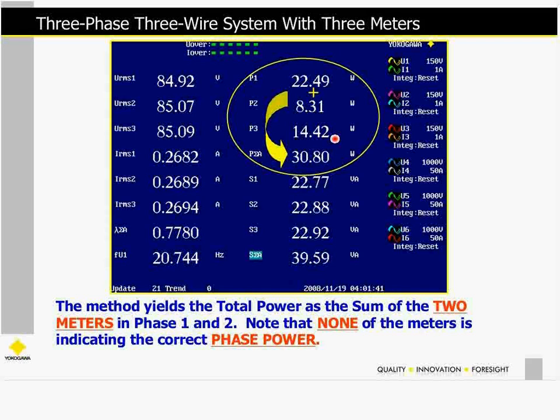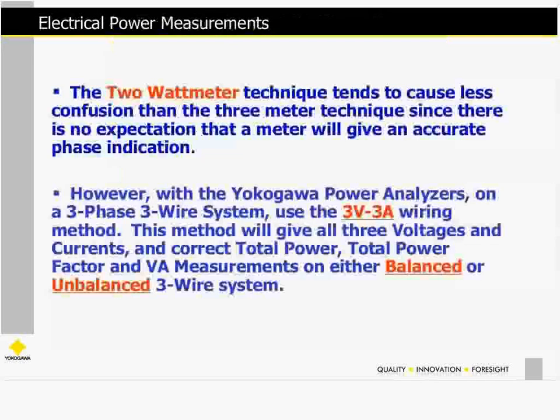If we put the third one in there, we don't use it to get total power. We can look at all 3 voltages and all 3 currents, but the total power is the sum of just 2 wattmeters. And you'll see this is not phase power because these are not equal, they're unbalanced, and that's just because of the way the wattmeter is set up and the phase reference that it sees between the 2 of them. The 2 wattmeter method tends to cause, I say, less confusion because you're not expecting to see the phase power.